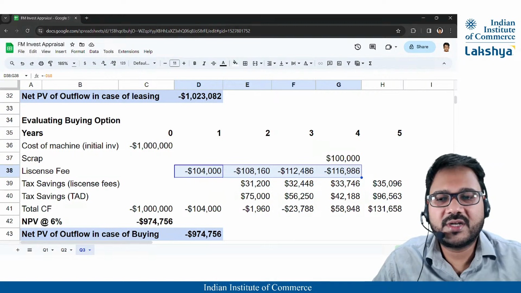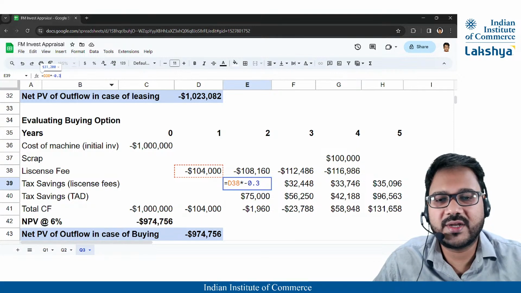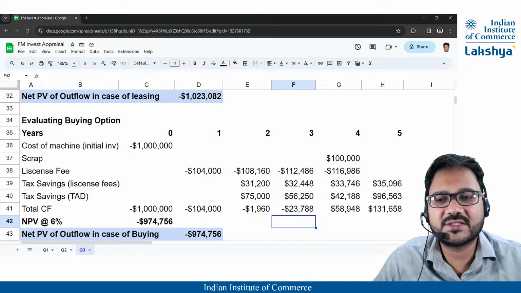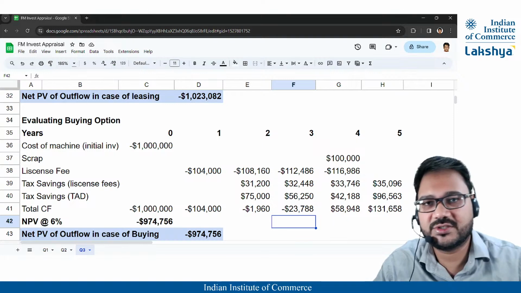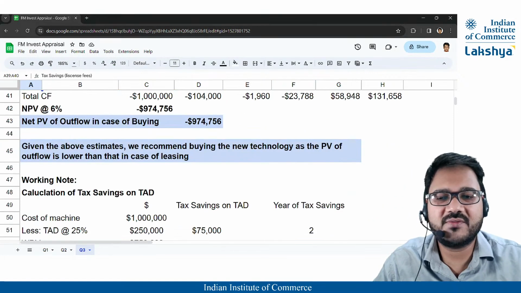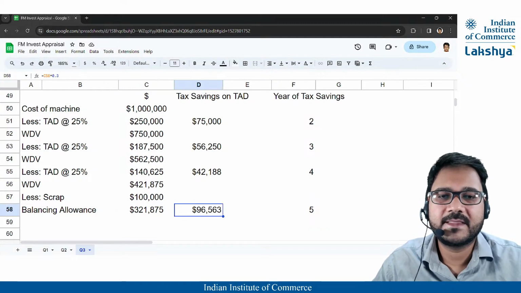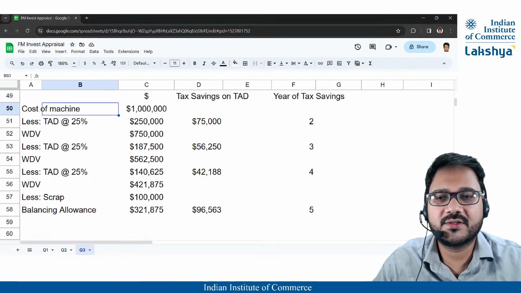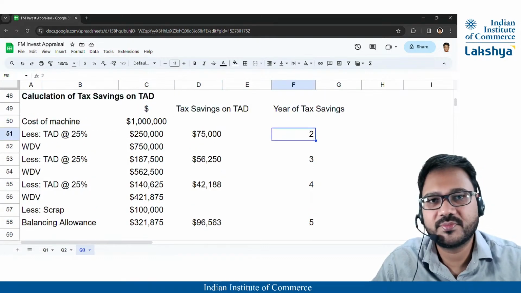License fee is paid. Now tax savings on this license fee. So we are 1 year arrear, so we are calculating this tax savings on that license fee. And there is also tax savings on depreciation. So there are two tax savings. So TAD, you already know the format. Put in, and at the end there is scrap, and on the balancing amount we'll do it. There's a 1 year delay, so year one, the savings benefit will arise in year two, right?